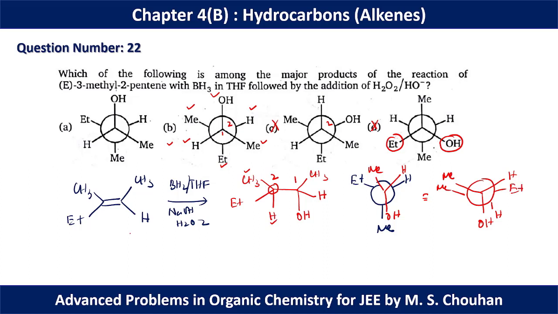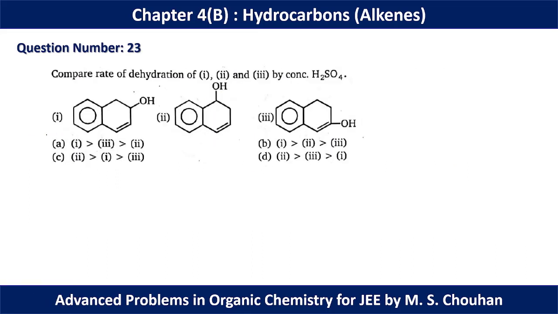So in this case, we can see that both the methyl groups are present on the same side, which we can see in the starting molecule also. And hydrogen and ethyl are present on the same side, so here also we have hydrogen and ethyl on the same side. And hydrogen is attached to the carbon which is directly attached to the ethyl group, and on the other carbon we have OH. Okay, so from this we can say that for question number 22, option A should be the correct option.